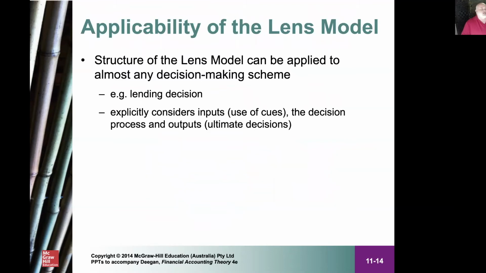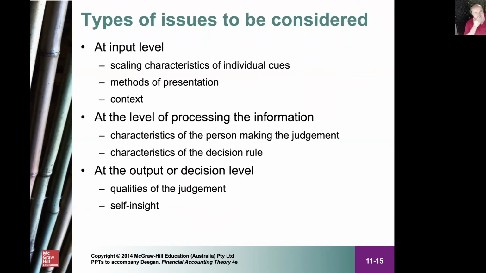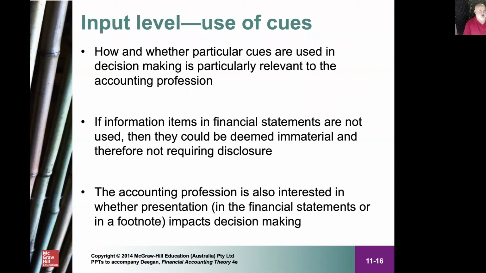Now, the structure of the lens model can be applied to almost any decision-making scheme, i.e. lending, risk assessment, bankruptcy assessment, and it explicitly considers the inputs and the ultimate decisions that are made. Now, there's a bit of a list here, types of issues to be considered. I'm going to go through these in a little bit more detail in the coming slides.